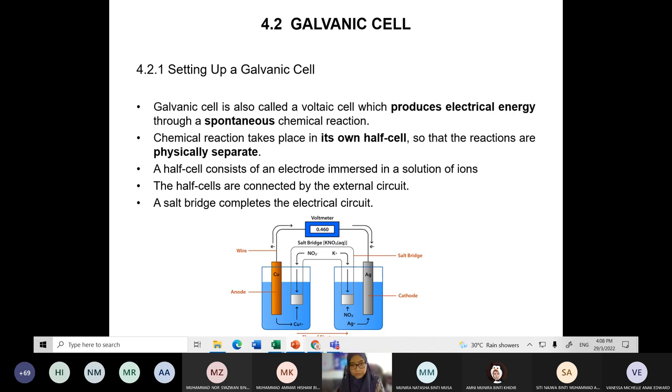Macam dalam gambar ni lah. So you have the anode and also the cathode. Anode for this galvanic cell is copper, and cathode in this galvanic cell is silver. And then we have a salt bridge made up of KNO3, K plus and NO3 minus, and then we have a wire for the electron to flow from the negative electrode to the positive electrode. And then you need to have the electrolyte. The electrolyte is very important for both solutions.